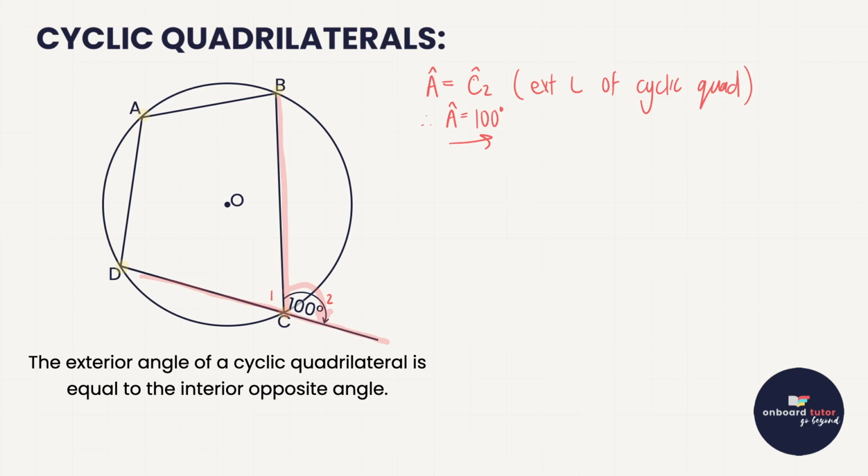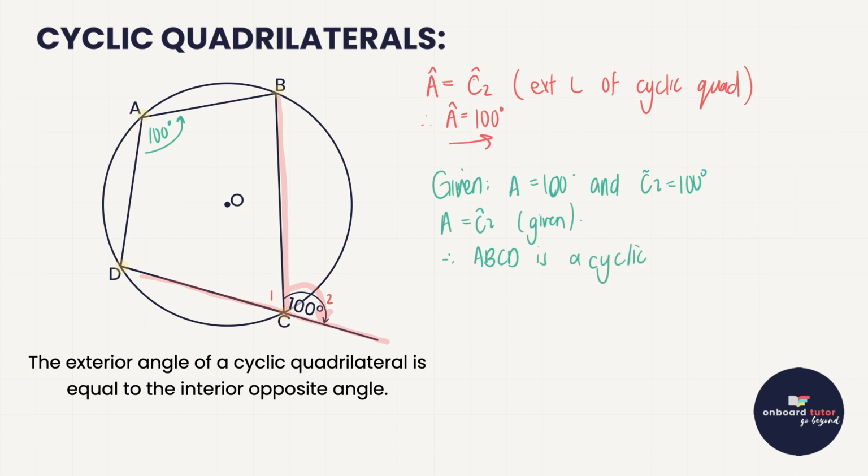Okay, and then, I'm sure you were waiting for it, the converse. If we didn't know that this was on a circle, but they had told us that angle C2 and angle A were each equal to 100, then we would have a look at things a little bit differently. If angle A is 100 and angle C2 is 100, then we can say A equals C2. That would have been given to us if they gave us all that information. And so therefore, ABCD is a cyclic quad. And the reason there is converse exterior angle of cyclic quad.